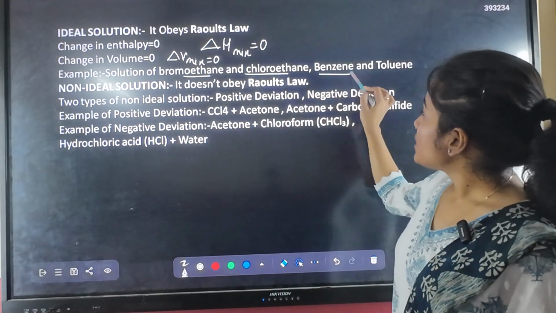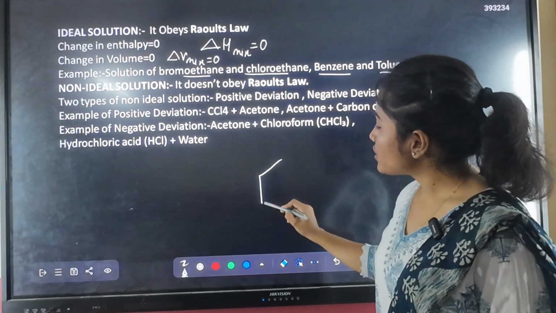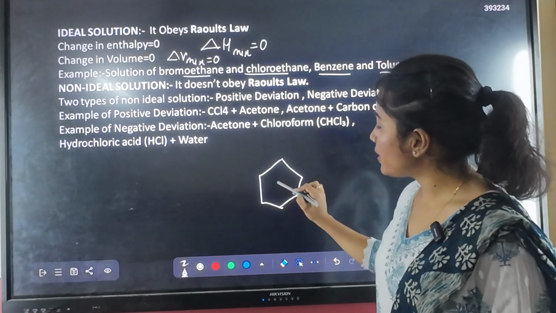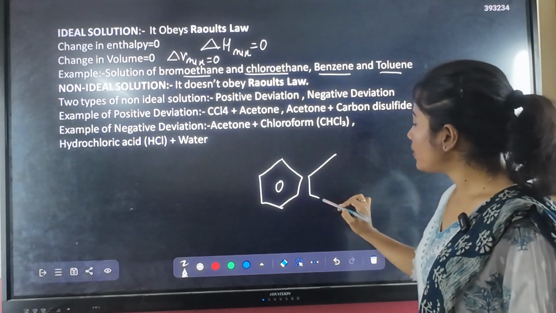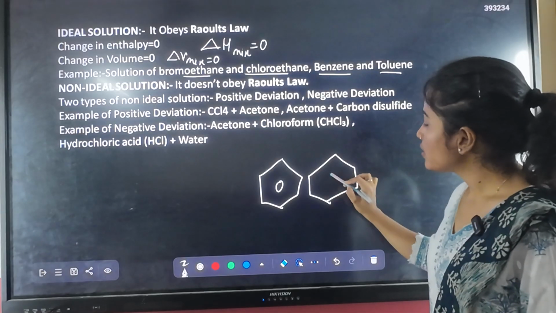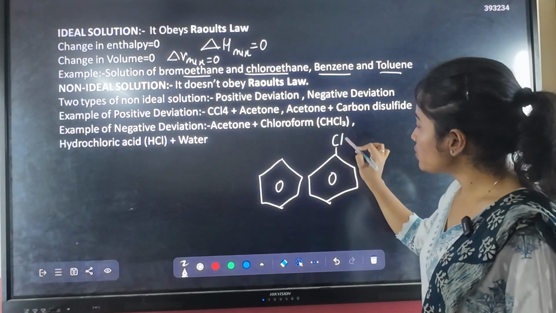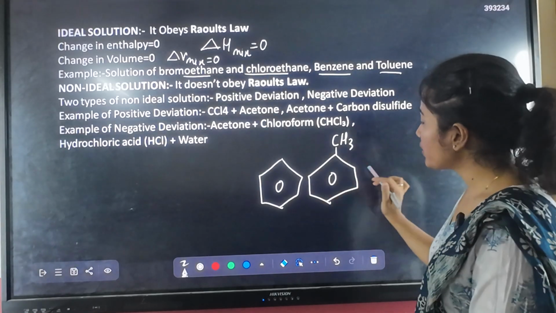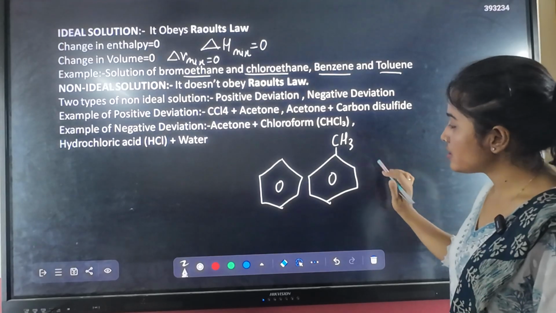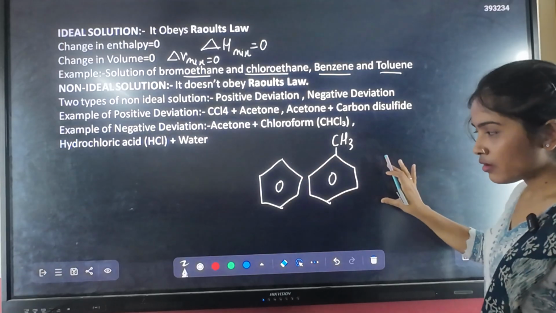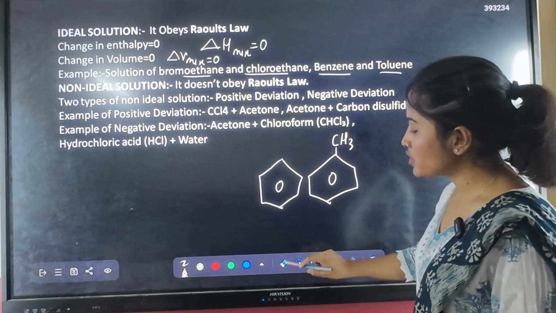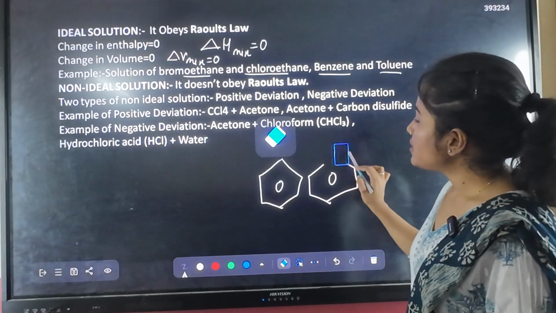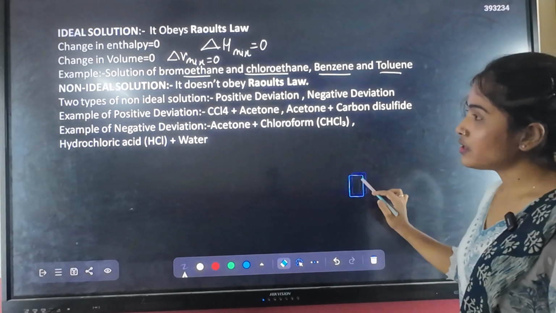Also you can see benzene and toluene. Benzene structure is like this, this is our benzene, and similarly my toluene is this. इन दोनों के बीच में जो attraction होगा it will be the same. Again here I will place the benzene, so almost similar distribution, similar arrangement. That is why these are examples of ideal solution.